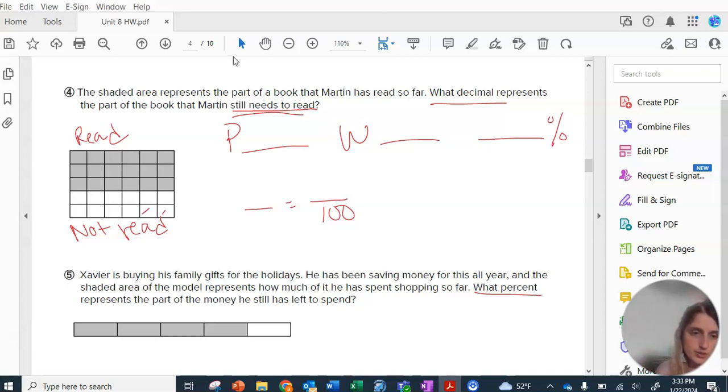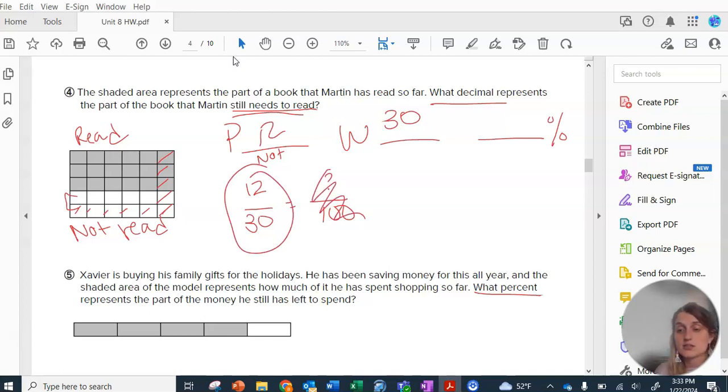So I've got 1, 2, 3, 4, 5, 6 times 2 rows of 6. There are 12 that are not read, out of 6, 12, 18, 24, 30. Now, I set up this proportion when I thought I was looking for a percent, but I'm not even looking for a percent. I can just divide this to make a decimal.